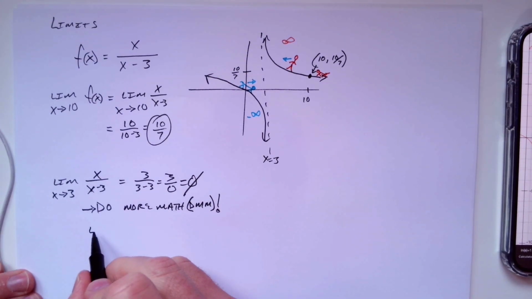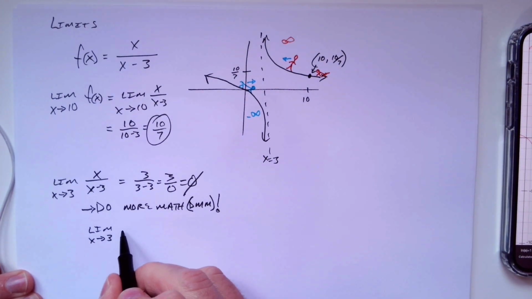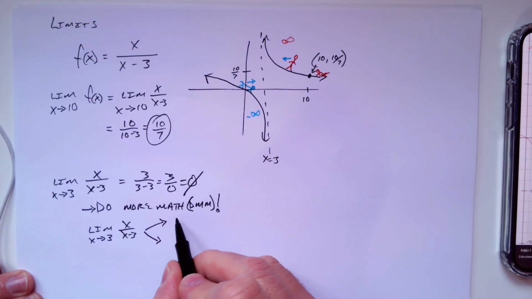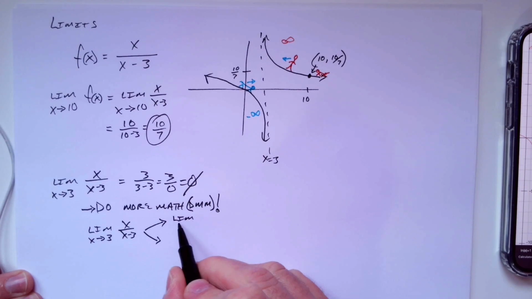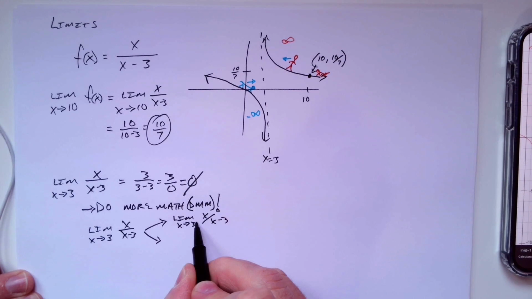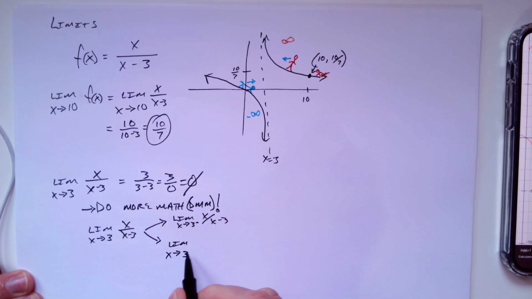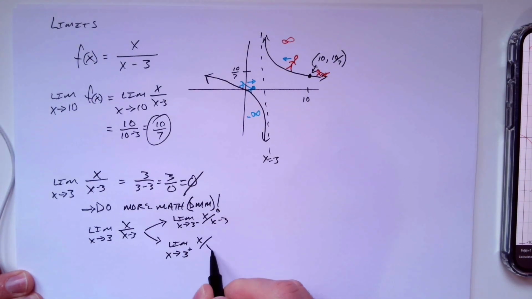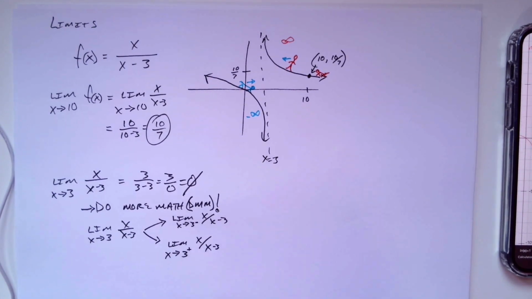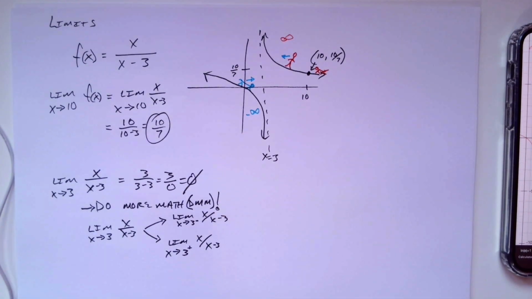It means that the limit as x goes to 3 of x over x minus 3 has 2 pathways. It has the limit as x goes to 3 of x over x minus 3 from the negative side, and we have the limit as x goes to 3 from the positive side. And really maybe a better way of saying that is from the right and from the left. Backwards though. This is from the left side. This would be from the right side. Okay.